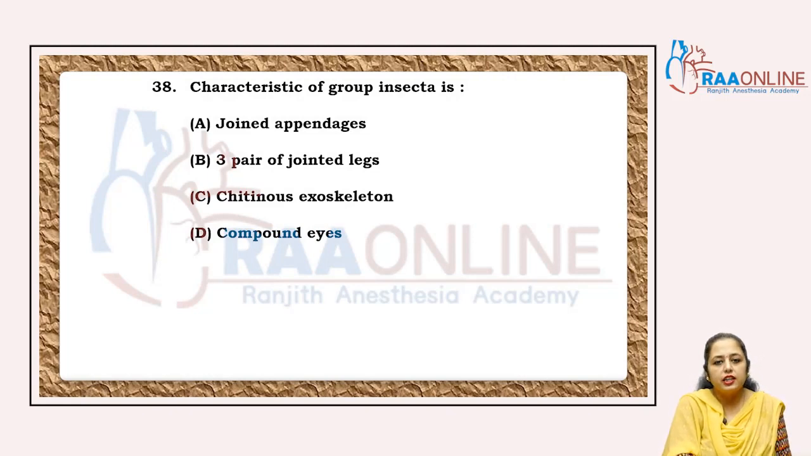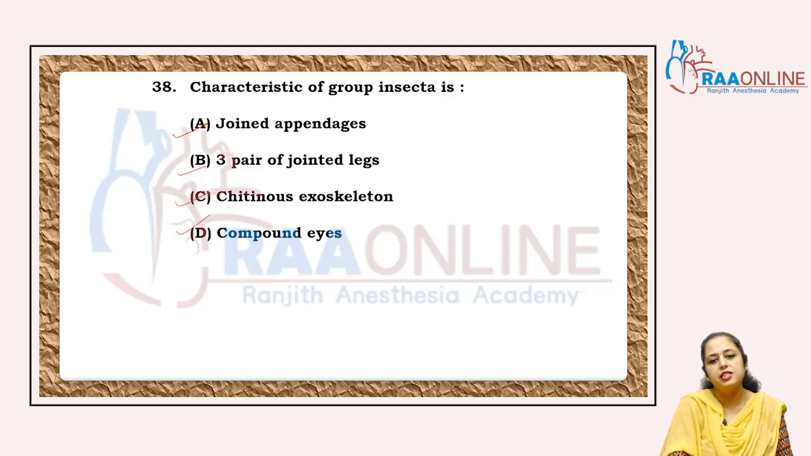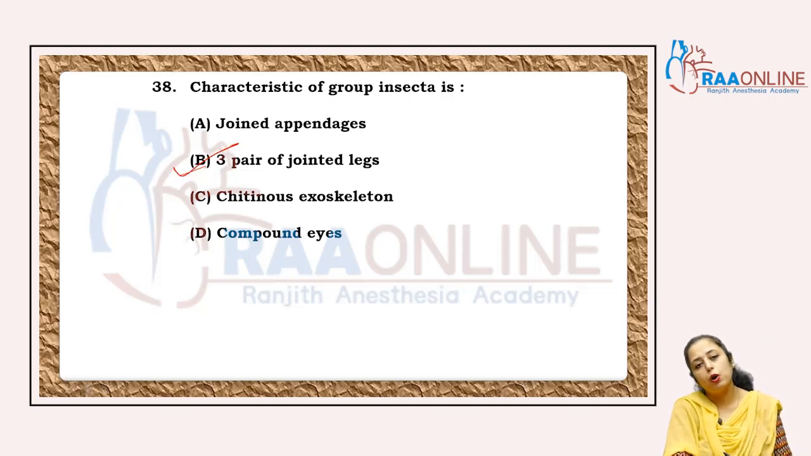Characteristics of group Insecta, right. What is the characteristic feature of the insects, because they belong to the phylum Arthropoda. Arthropoda, that is arthros, meaning jointed, and podos, legs. Three pairs of jointed legs are there. That is the correct answer, right. All these characteristic features are present in the insects. But when we talk about the characteristic of group Insecta, the most appropriate answer is three pairs of jointed legs, right. Three pairs of jointed legs, that is the option.